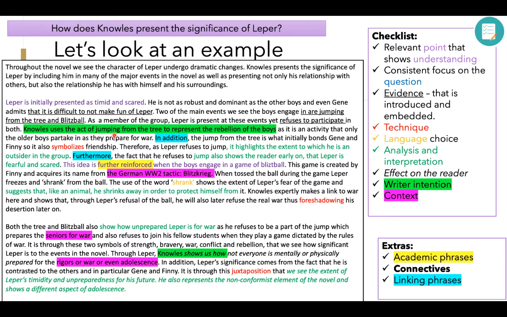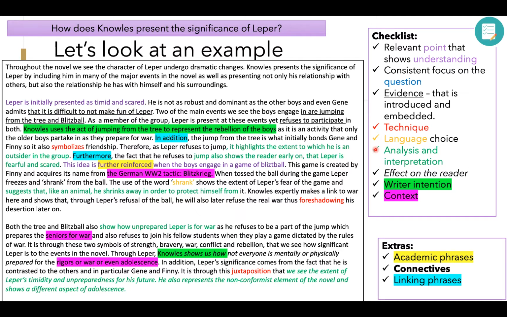Knowles uses the act of jumping from the tree to represent the rebellion of the boys. So here is writer intention. Do try and use the writer's name, because whenever you do use their name, you are forcing yourself to then talk about writer intention, and you're showing the examiner that you can understand the message or the motivation. So it represents the rebellion of the boys.